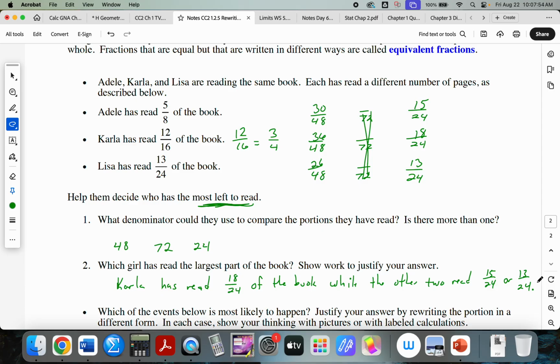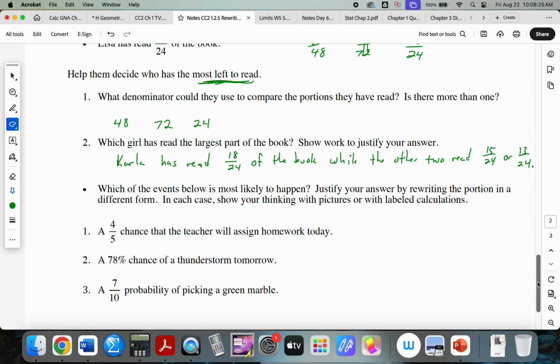The interesting thing about this problem is we never decided what it originally asked us. Who has the most left to read? Yeah, Lisa has the most left to read. She's barely read over half. Whereas, as Nyla pointed out to us earlier, Carla has read 3/4, which is more than a half. All right, let's move on.